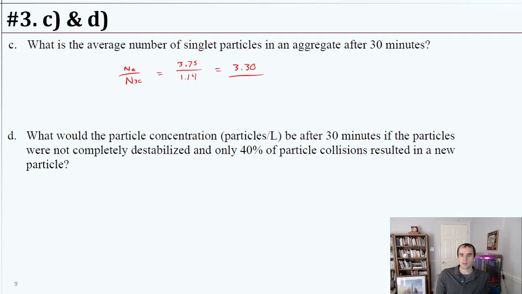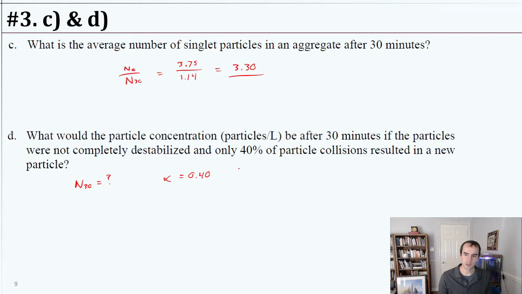Part D then asks, what would the particle concentration be after 30 minutes if the particles were not completely destabilized and only 40% of the particle collisions resulted in a new particle? So here we're changing one of the essential components. Maybe we missed the coagulation dosing, and this particular jar was not very effective. So this is asking us, okay, what's a new N30, given that this collision efficiency is equal to 0.40.